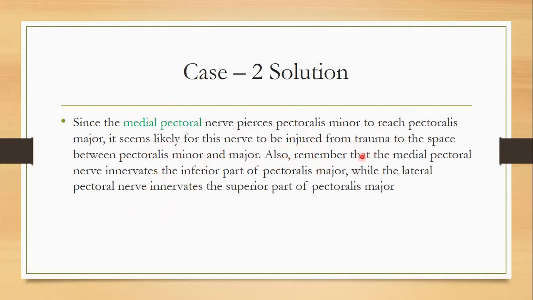Also, remember that the medial pectoral nerve innervates the inferior part of the pectoralis major, while the lateral pectoral nerve innervates the superior part of the pectoralis major. I hope this question was clear.